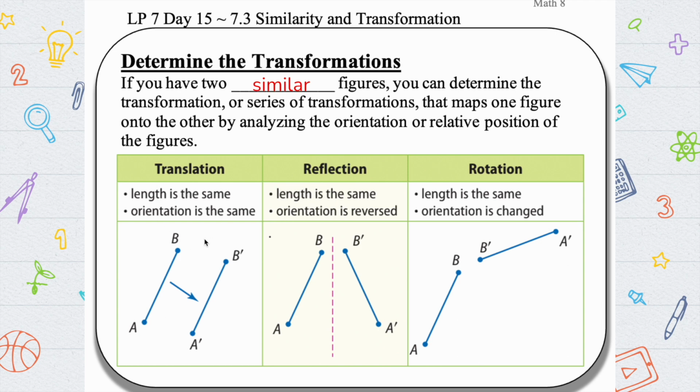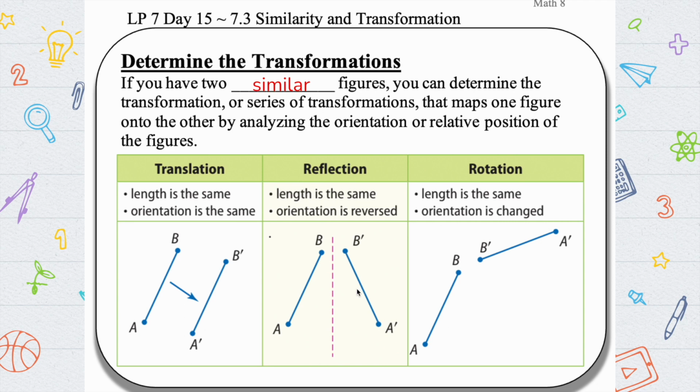If it's just a translation, remember the figure is going to look exactly the same, it's just going to be in a different spot. It looks like we slid it up, down, right, left, or maybe we slid it down a little bit and then to the right, which is what's happening here. It's not actually sliding diagonally, it would go down and then to the right.